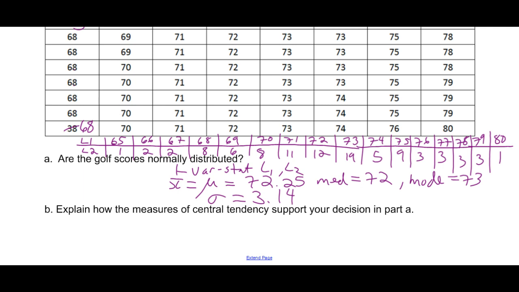Okay, so mean, median, and mode all being very close leads us to believe that this is probably a normal distribution, right? So mean, median, mode.